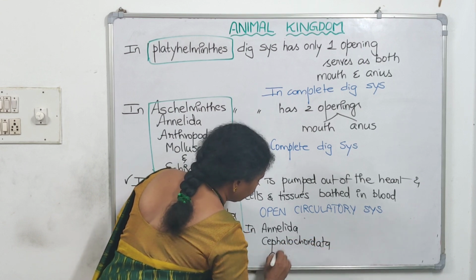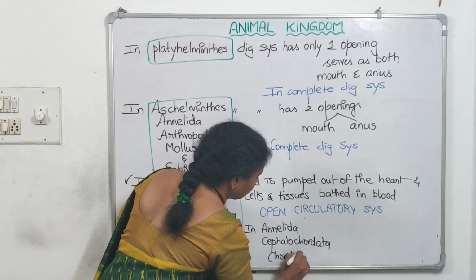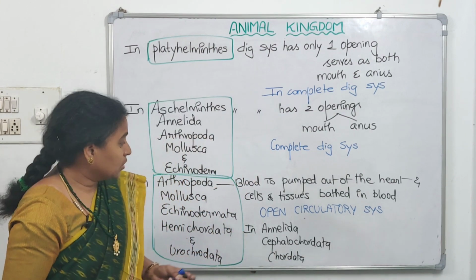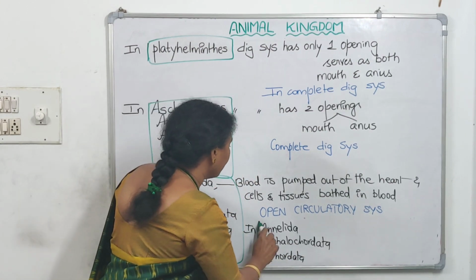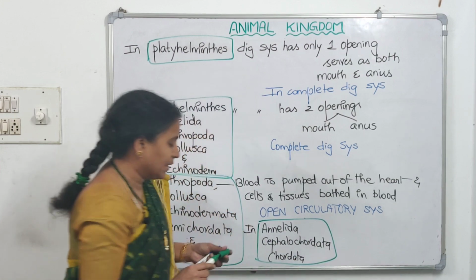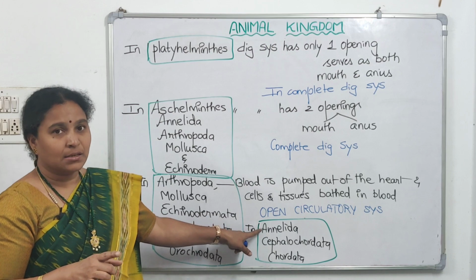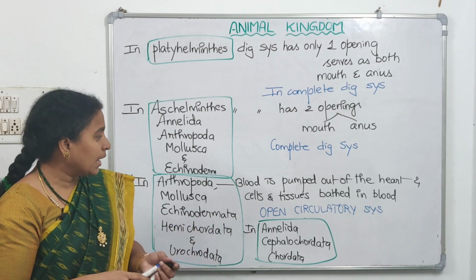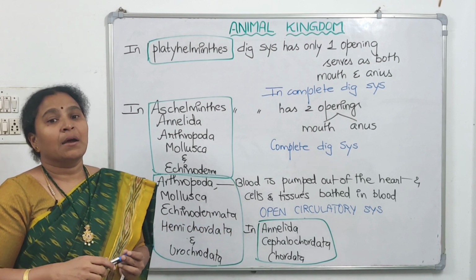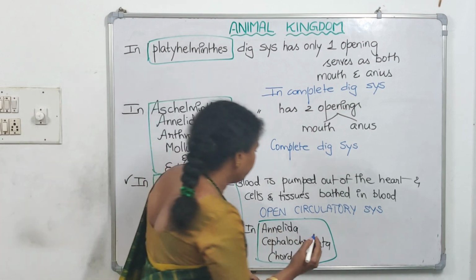In Annelida, Cephalochordata and Chordata. So, again, this is important. These are the three phyla which have closed circulatory system, the advanced circulatory system. The first time circulatory system appeared was in Annelida. In Annelida, Cephalochordata and Chordata, blood passes through a series of blood vessels.